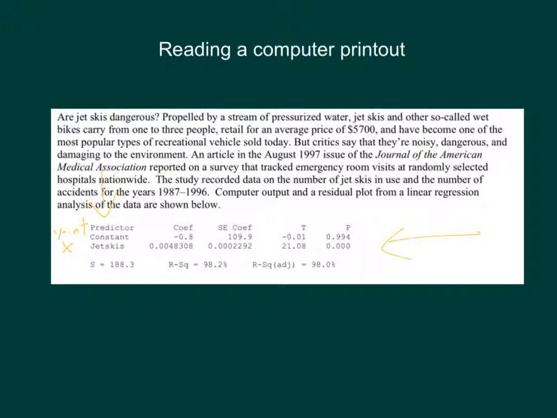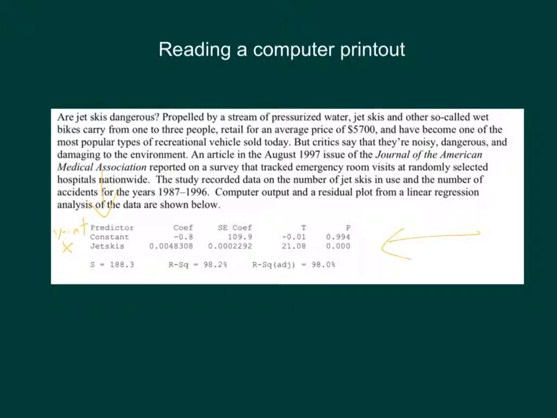Now, when you do this for other problems, the word jet skis is going to change, but the word constant will always be one of the words you're going to see under there. But that second word, the actual variable, will change depending on the context of the problem. The context of this problem is talking about jet skis. That's why we see jet skis. You just need to realize that that's the x.